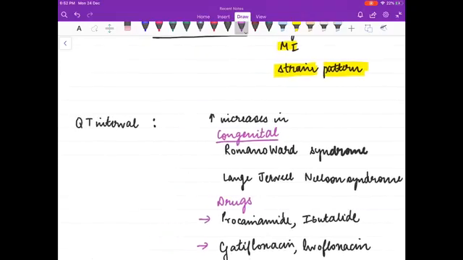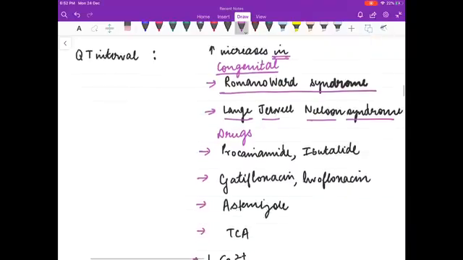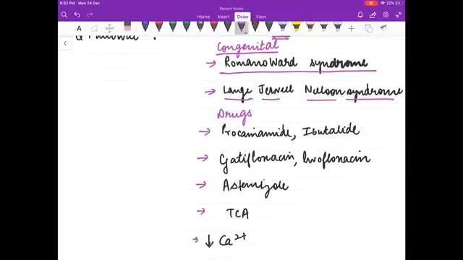Now the QT interval. We have to see whether there is any increase in QT interval. Increase in QT interval is seen in congenital conditions such as Romano-Ward syndrome. Call it congenital QT prolongation, Jervell and Lange-Nielsen syndrome. The drugs which cause QT prolongation are procainamide, ibutilide.